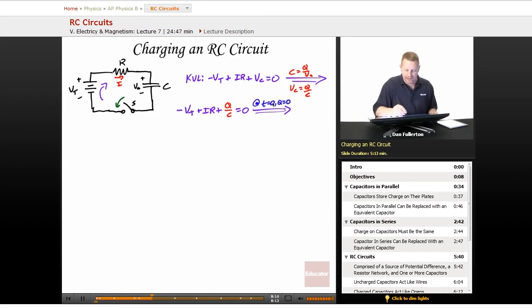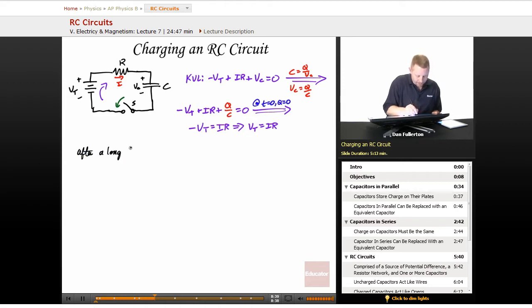If that's the case, that term is going to go to 0, and we get that minus VT equals IR, or VT equals IR. What's that mean? That's the same as if there was no capacitor in the circuit. Initially, you could pretend the capacitor's not there. It's just a wire.